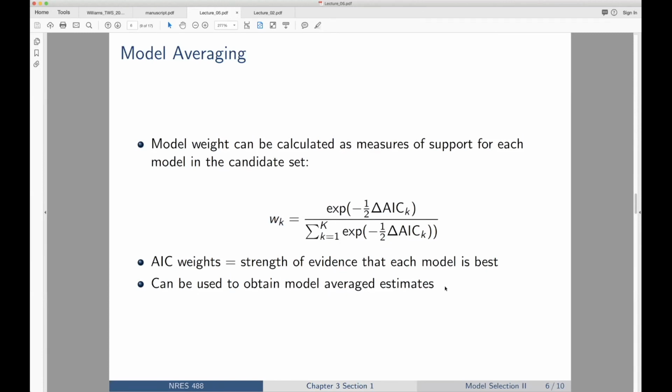There's something called model averaging. This was a big field in the 90s. It's becoming big in something called Bayesian inference. We're going to talk less about model averaging, but it might come up in the future as we add more and more complexity.